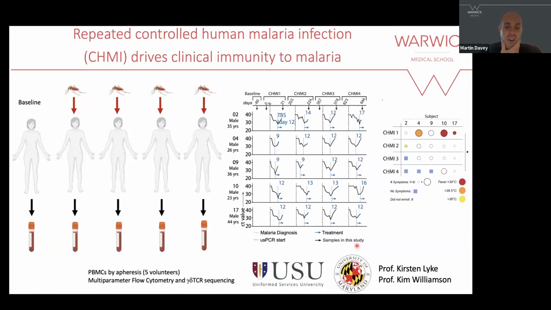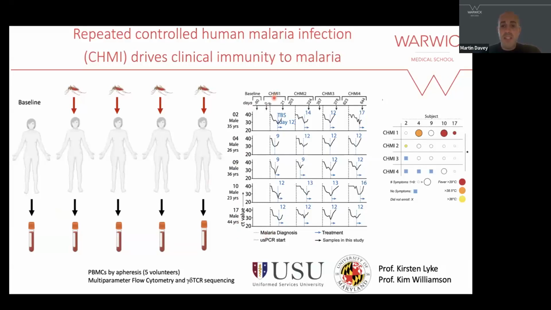So one of the things we did, and we're very fortunate to work with Professor Kirsten Leich and Kim Williamson in Maryland, they'd conducted a trial where they'd done a repeated controlled human malaria infection called a CHMI in a group of individuals. So essentially each individual volunteered to be infected with malaria, and they came back on 4 separate occasions to be infected, essentially. And so we got PBMC samples from these individuals, and you can see a schematic of the 5 individuals we looked at.